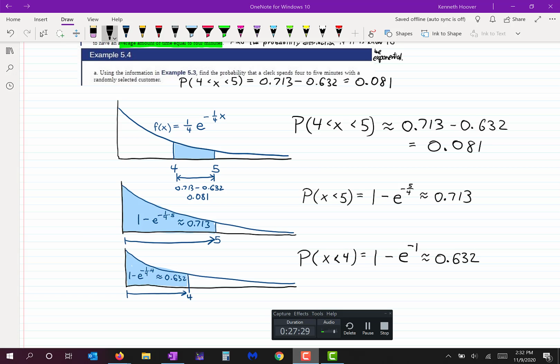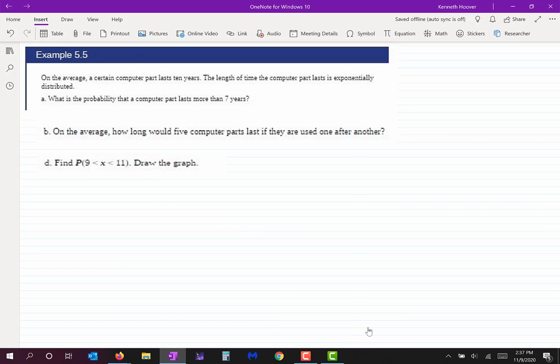Let's do another example of an exponential distribution. Okay, let's look at this example, 5.5, which is spread across pages 251 and 252. Now there's a typo. It says parts A, B, and D. Of course, that should be A, B, and C. Let's read the information and then answer these three questions.